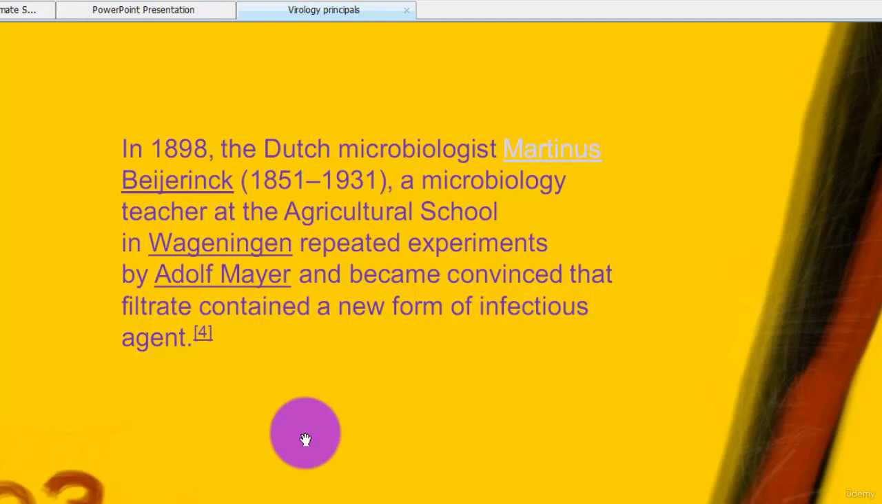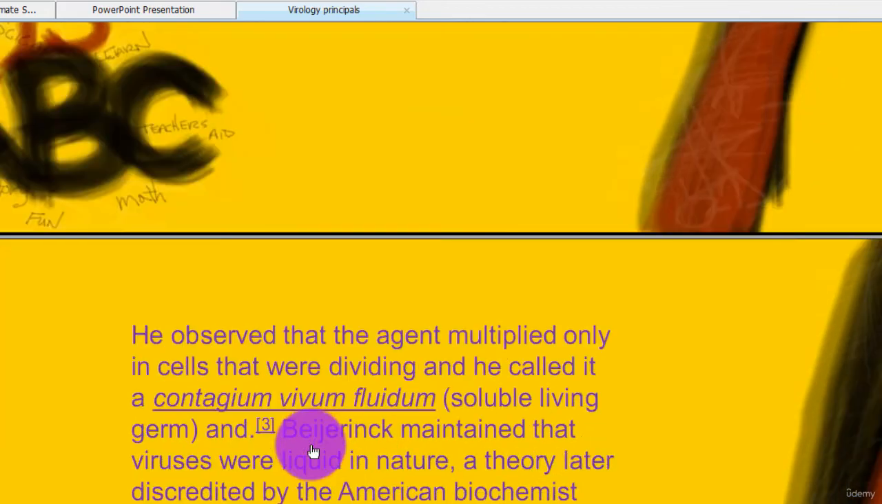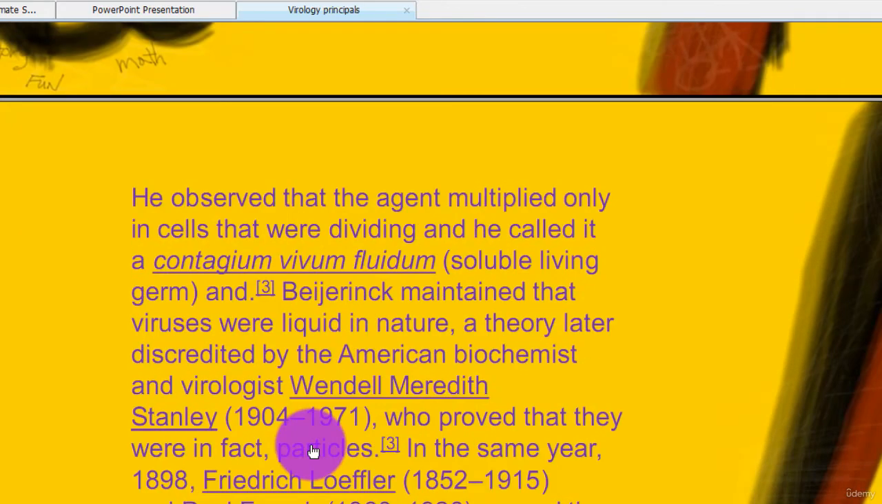In 1898, Dutch microbiologist Martinus Beijerinck, a microbiology teacher at the agriculture school in Wageningen, repeated the experiment by Adolf Mayer and became convinced that the filtrate contained a new form of infectious agent. He observed that the agent multiplied only in cells that were dividing, and he called it contagium vivum fluidum, soluble living germ.